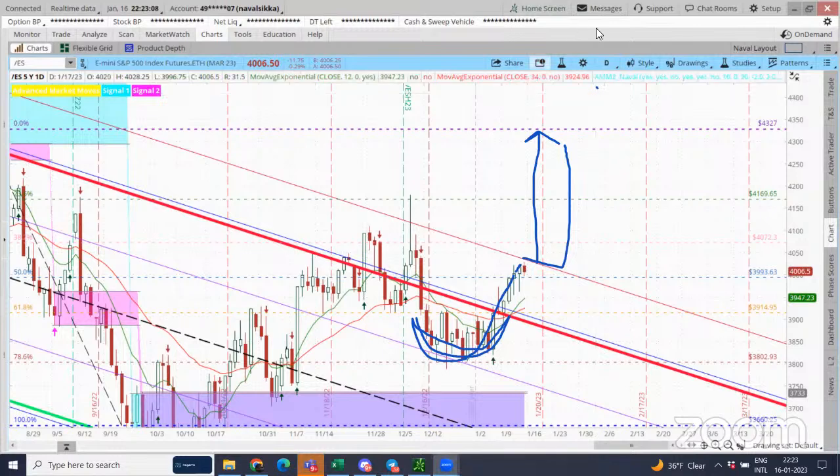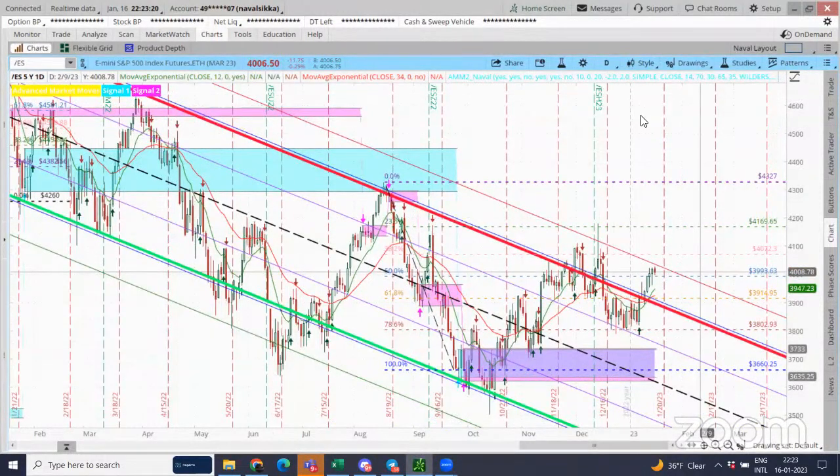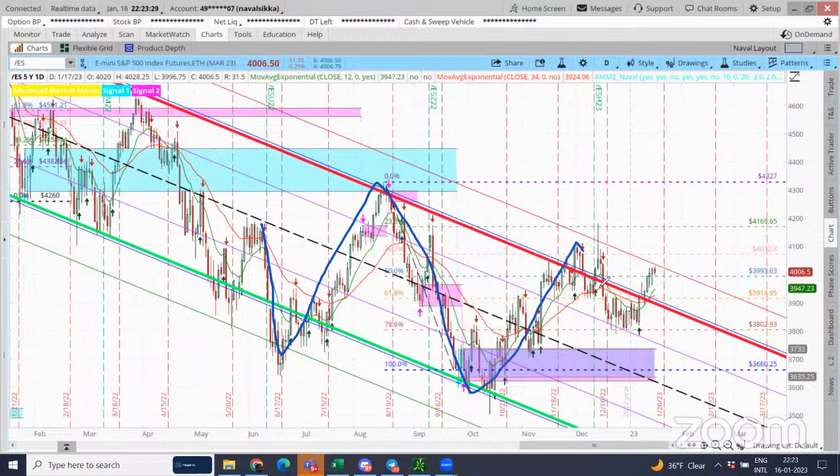Let me just clear this. And one more thing I wanted to cover was this inverted head and shoulder pattern. This is a very insane amount of inverted head and shoulders, because this is actually a U, not a V. So I would say that this is something where we might break a little 4075 of this inverted head and shoulders. So keep an eye on 4075 area as well.